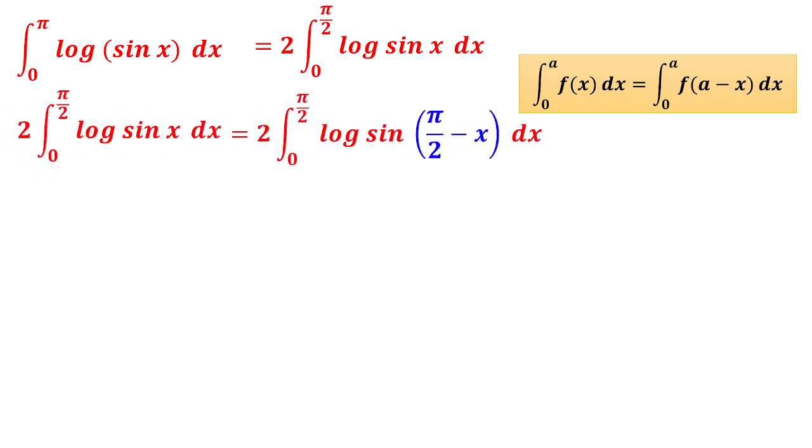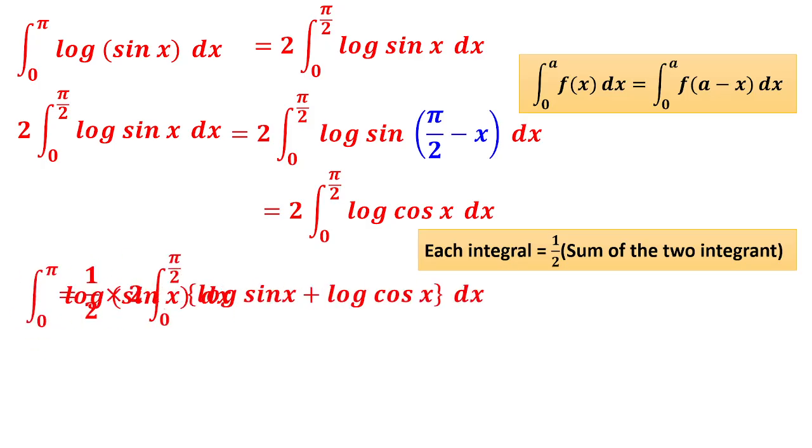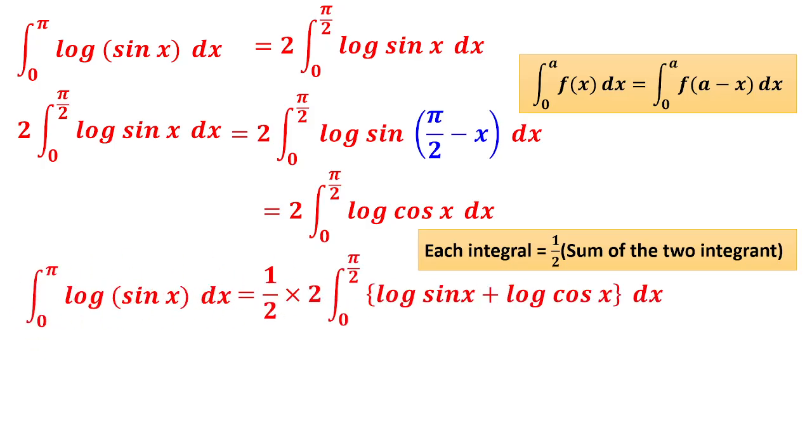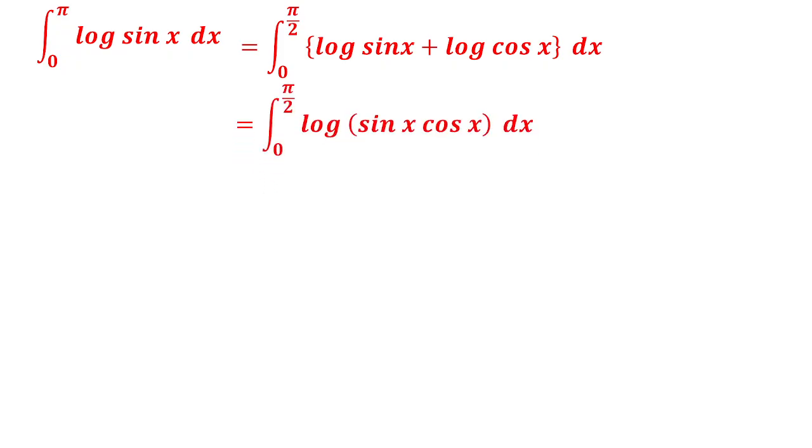Replace sin x by sin of pi by 2 minus x. It will become log cos x. Now each integral is half into the sum of the two integrands. I am adding the integrands. First integrand is log sin, second integrand is log cos. What will be log sin plus log cos? It is log sin cos, because logarithm of m plus log n is log mn.